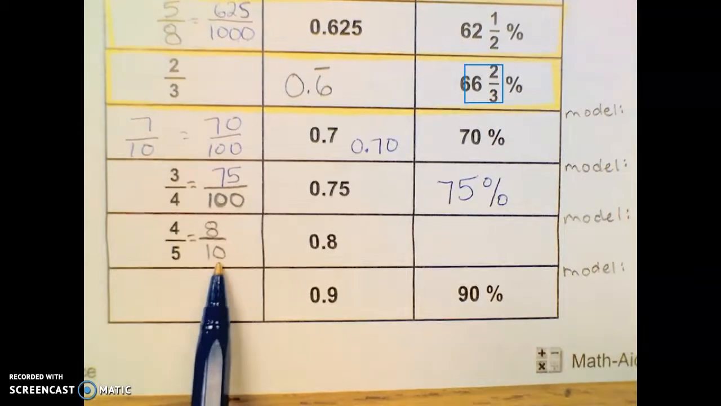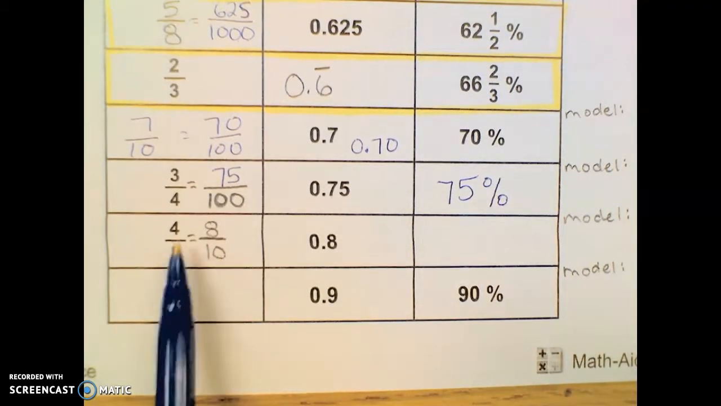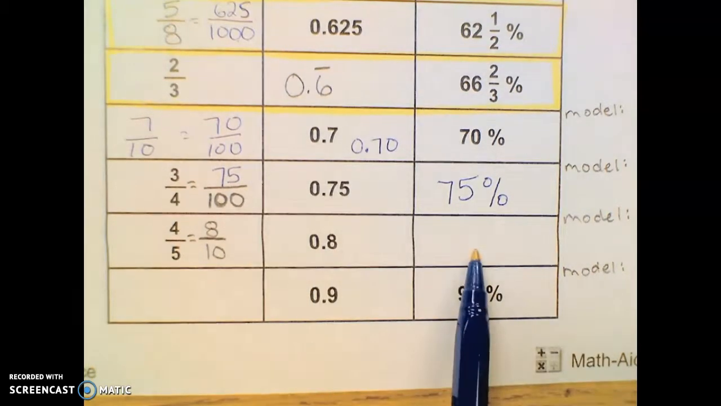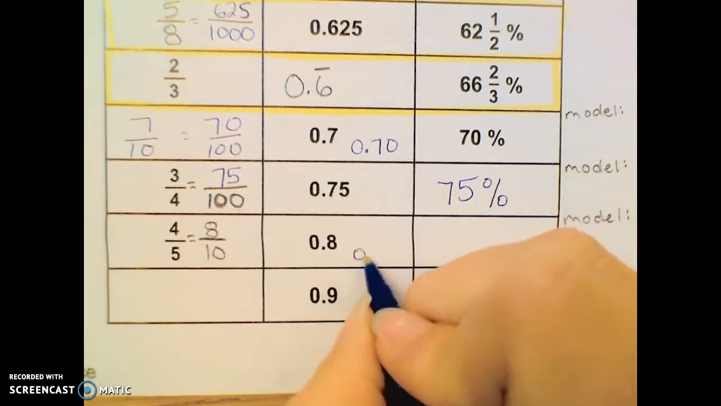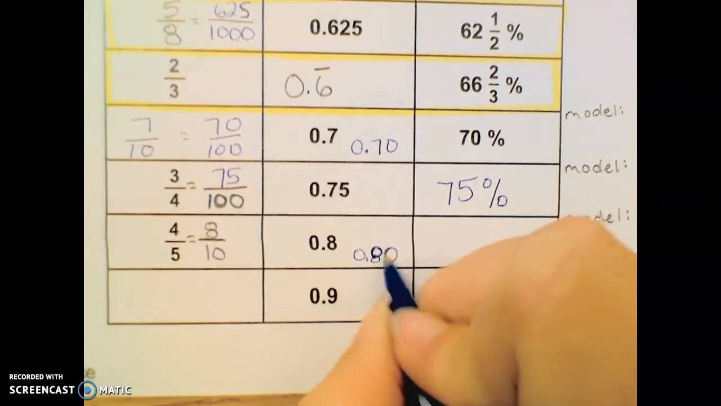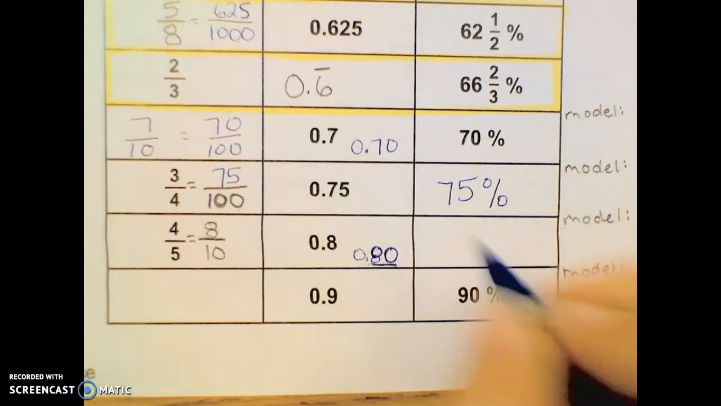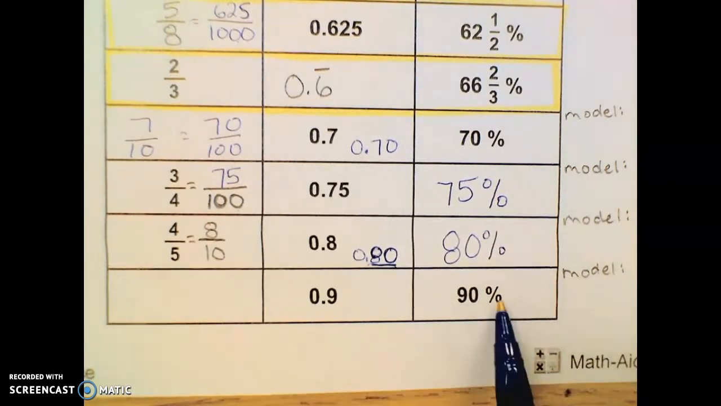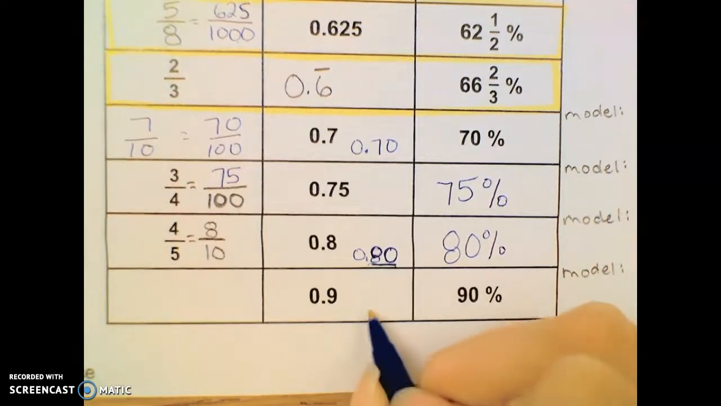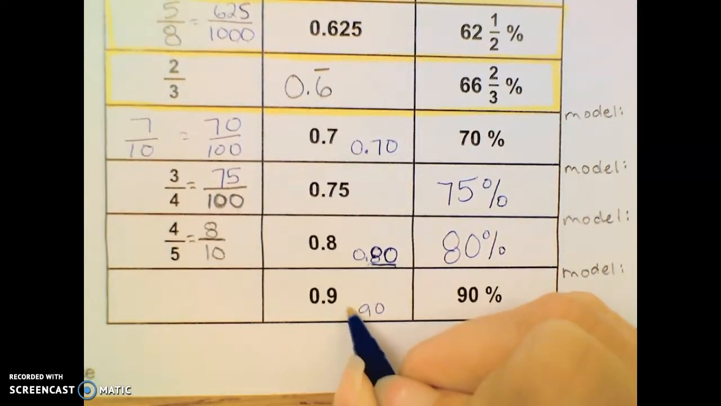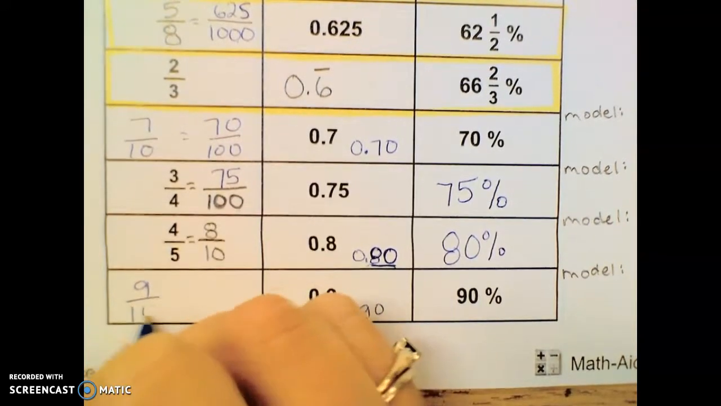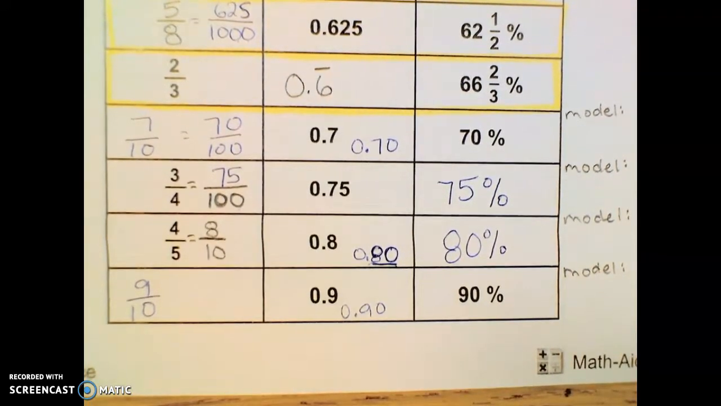4/5 gets me easily to tenths, times 2, times 2, 8 tenths, 8 tenths, but my percents have to be out of 100, so 0.80, that's how many hundredths it is, so that would be 80%. 90%, same as 9 tenths or 90 hundredths. If it's 9 tenths, that denominator is tenths and my numerator is 9.